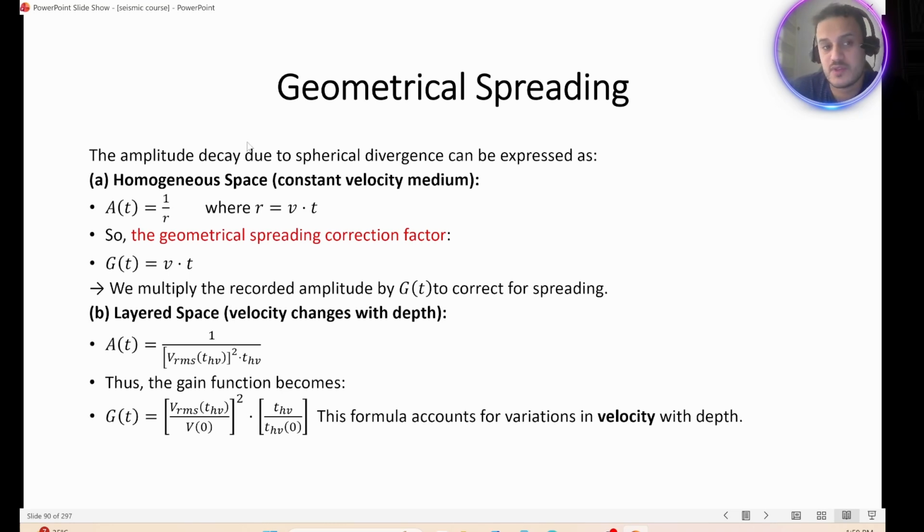Geometric spreading: the amplitude decay due to the spherical divergence can be expressed for the homogeneous case, where we have a constant velocity. But this is not our real case, because most of the time we have layered earth, and the velocity changes with depth. So the gain function becomes the root mean square velocity divided by the initial velocity, to the power 2, and then the two-way travel time divided by the initial two-way travel time. This formula accounts for variation of velocity with depth.